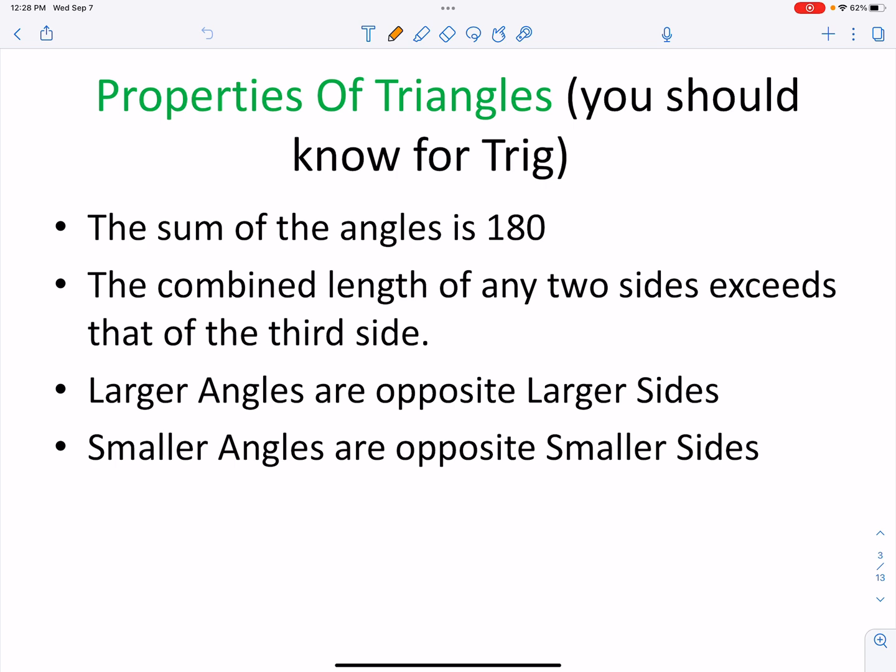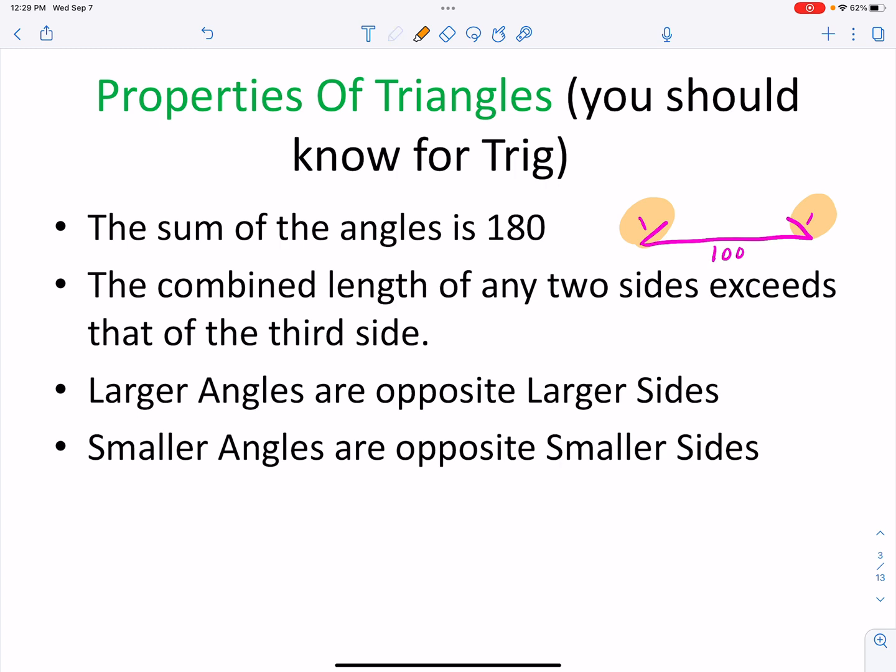You guys did that in geometry, a lot of you, with spaghetti. So if this side is 100 and this side is 1 and this side is 1, that will not make a triangle because the ones won't reach. They won't ever connect each other. So the two shorter sides have to add up to more than the big side. So this one would not work.